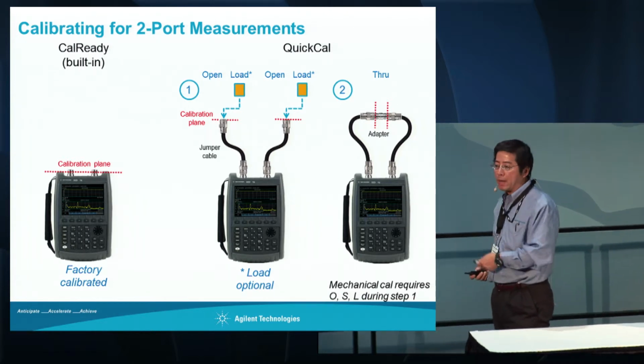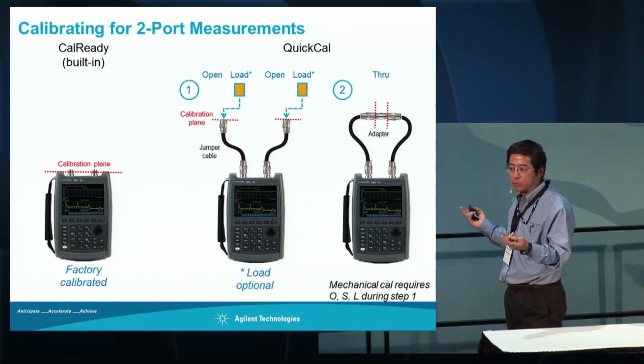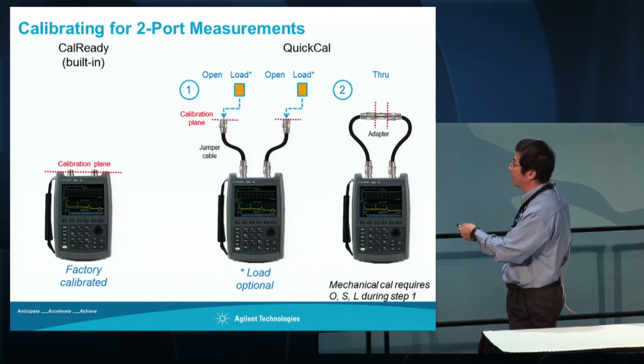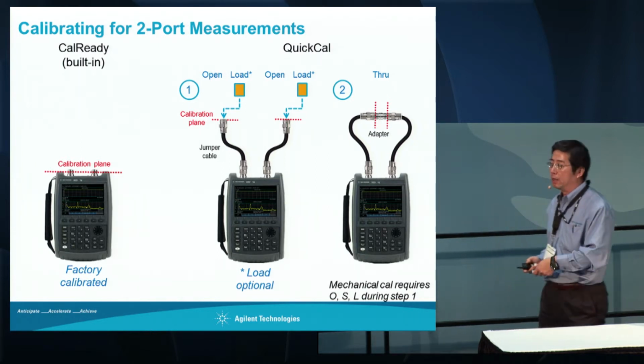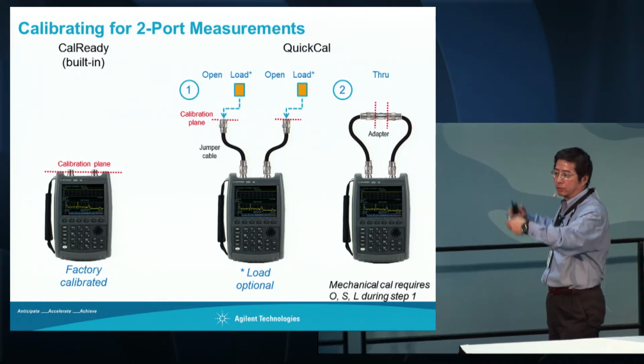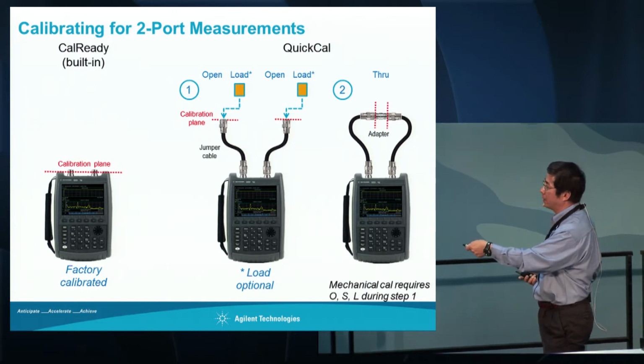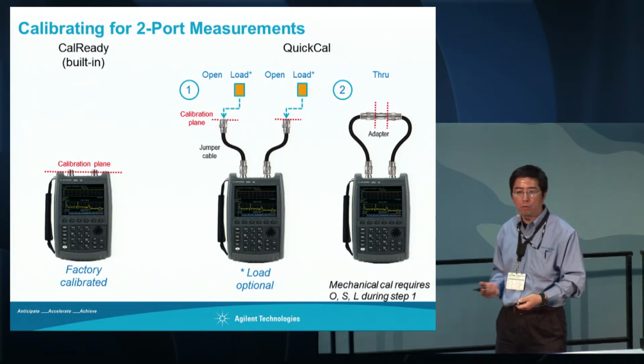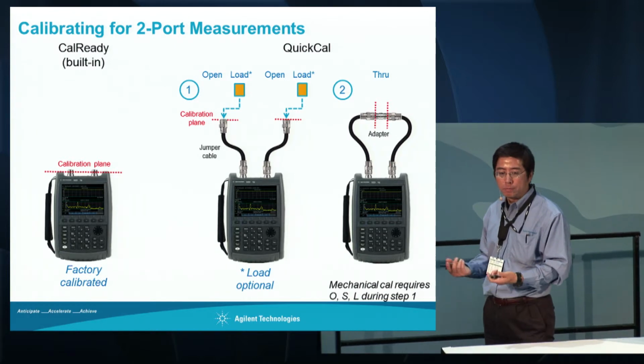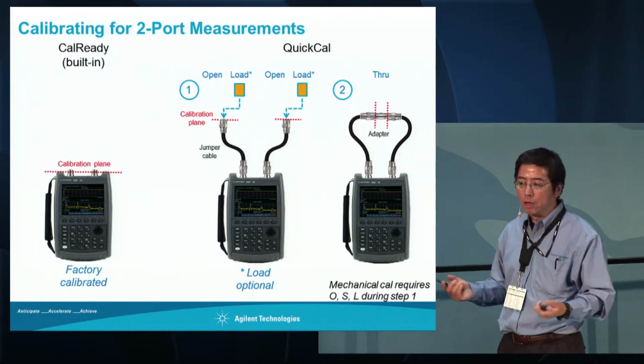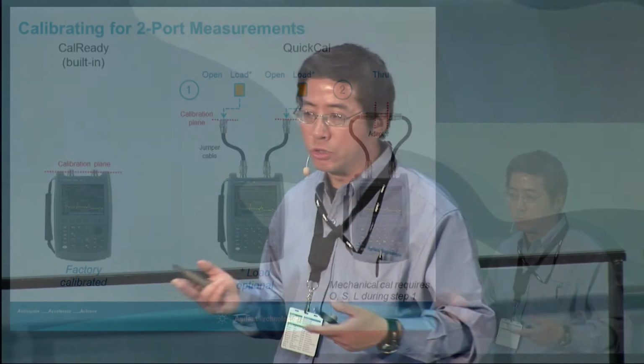And for 2-port measurement, same thing. Since we have 2 electronic cal kits built in, one on each port, you can calibrate to extend to the end of the cable, or if you just simply measure at the test port, we have a Cal Ready, and you turn on the instrument, it is ready to go. And you can set up a number of points or change frequency, and it will automatically handle the interpolation.